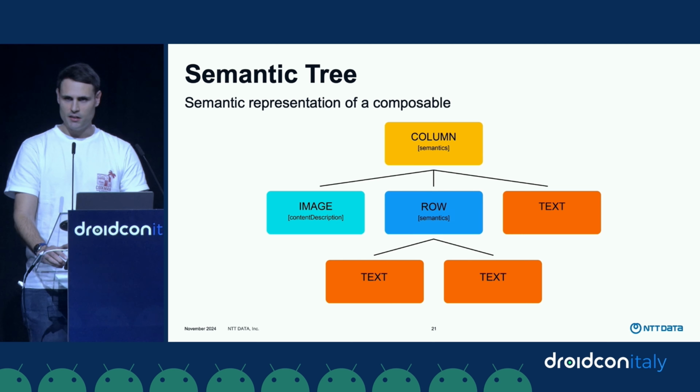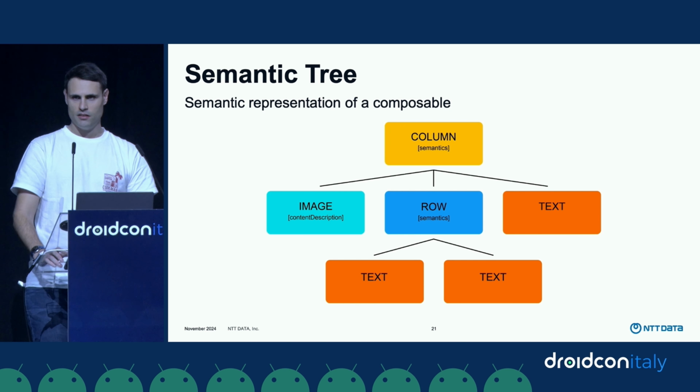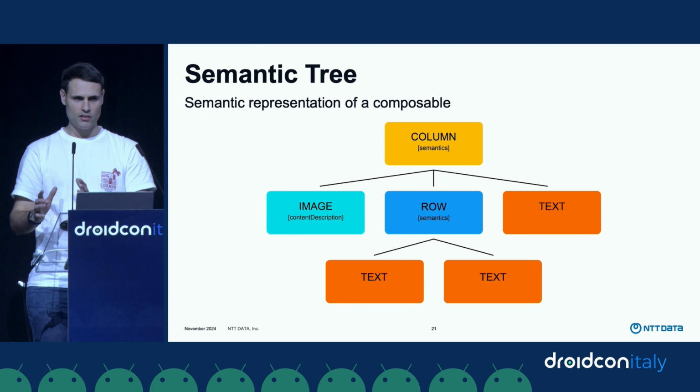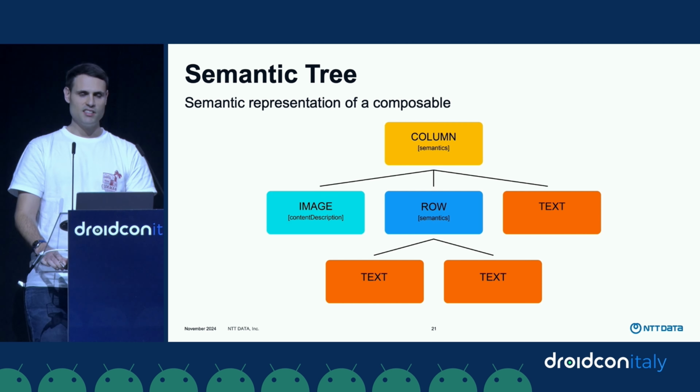They can understand it because alongside the Compose UI tree, we have a semantic tree, which is a parallel tree that has different information. It does not contain information on how to draw a composable, but it has information that describes in a semantic way the meaning of that composable.